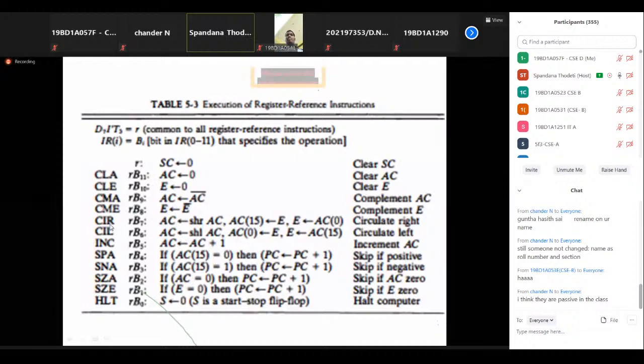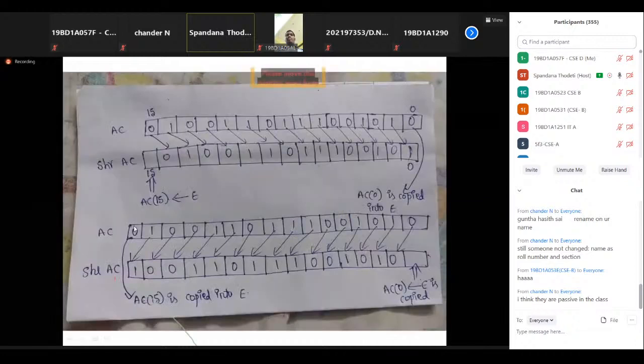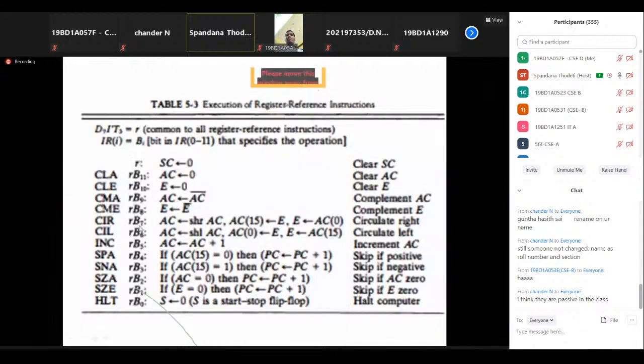If it is a CIR operation, what happens at CIR? Make the 7th bit of the instruction register 1. Next instruction is RB6. Make the 6th bit of the instruction register 1. What is to be executed? CIL. CIL means circular left shift AC and E. Circular left shift AC and E. How will it be done?